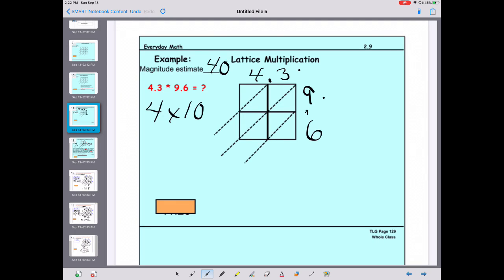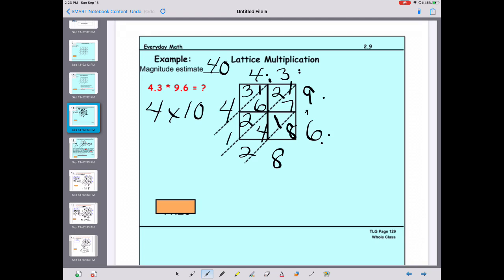9 times 3 is 27. 9 times 4 is 36. 6 times 3 is 18. 6 times 4 is 24. Add the slides. 7, 8, 9, 10, 11, 12. Carry my 1. 6, 7, 8, 9, 10, 11. Carry my 1. 2 plus 1 is 4.